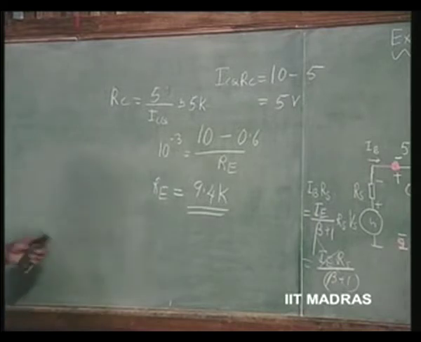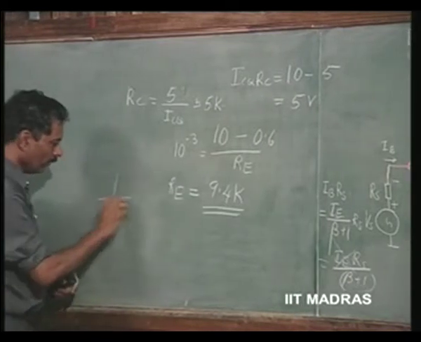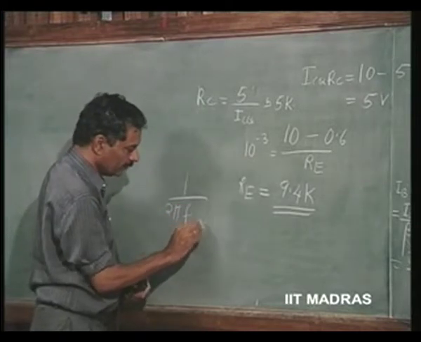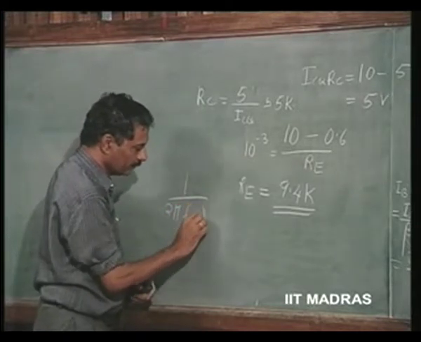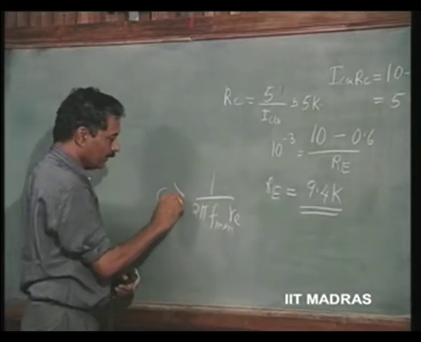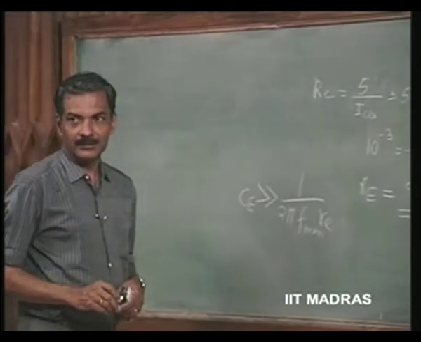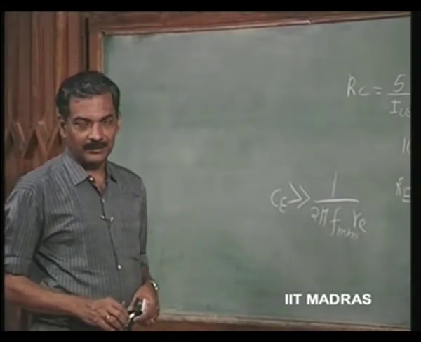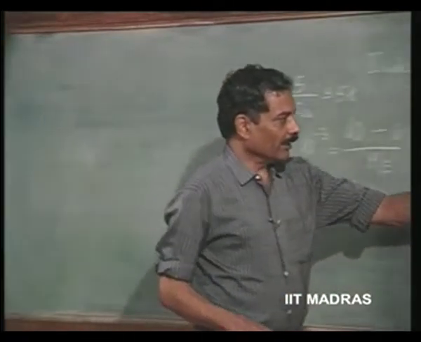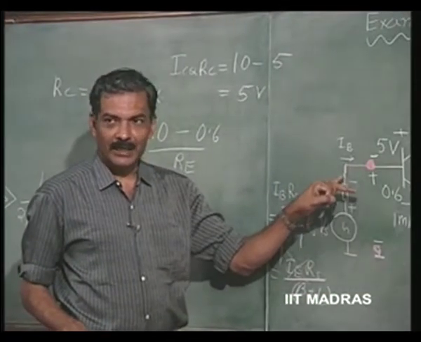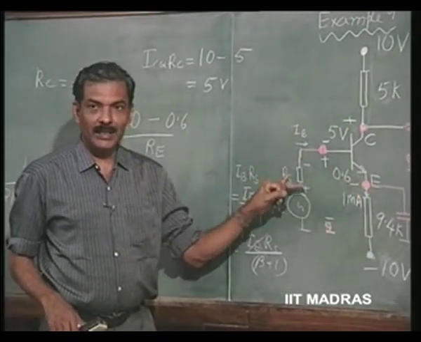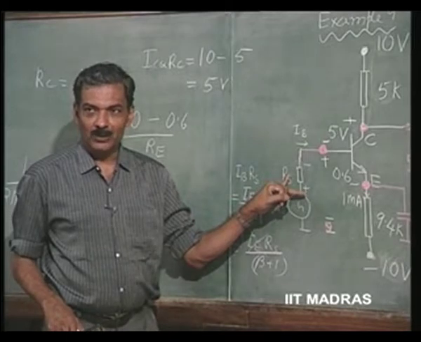Then CE should be much greater than 1 over 2 pi f min into RE, according to us. We can again check. RS is assumed to be 0. If RS is not 0, then we have to compare with RE plus RS divided by beta plus 1.